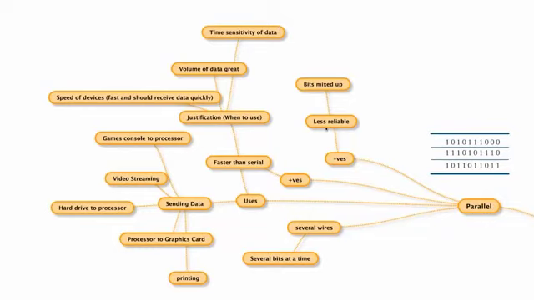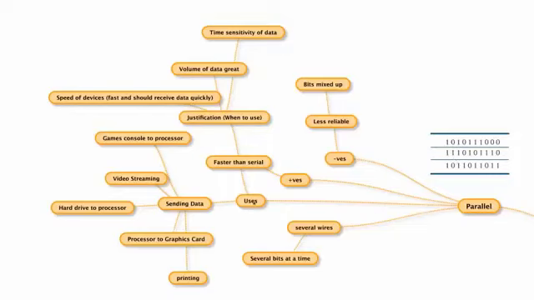Okay, so the next type of transmission we're going to look at is parallel. Parallel is when we have several wires, and that means several bits at a time can go down the wires. So if we just look at this, we've got several wires in it and we've got 3 bits here going down at the same time.